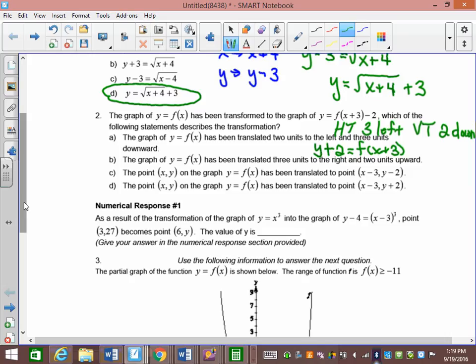This is 2 units left, so that's not good. This is 3 units to the right, so that's not good. And then just mapping. So if it's 3 left, it's going to be x minus 3. And if it's 2 down, it's going to be y minus 2.